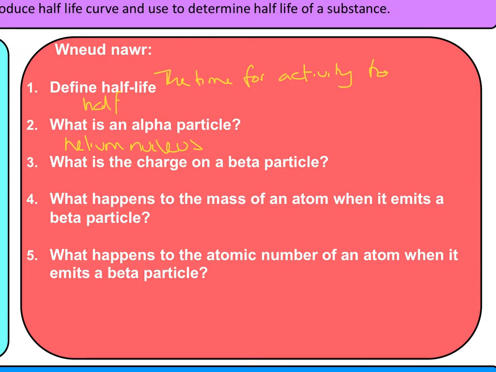What is the charge on a beta particle? Well, a beta particle is an electron, so its charge is -1. Okay, what happens to the mass of an atom when it emits a beta particle? Well, an electron has pretty much no mass, so its mass will stay the same. And what happens to the atomic number of an atom when it emits a beta particle? The atomic number is going to increase by 1. Okay, so make sure you got those in your notebook.